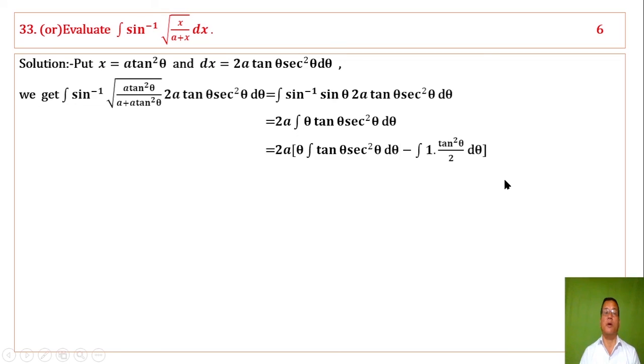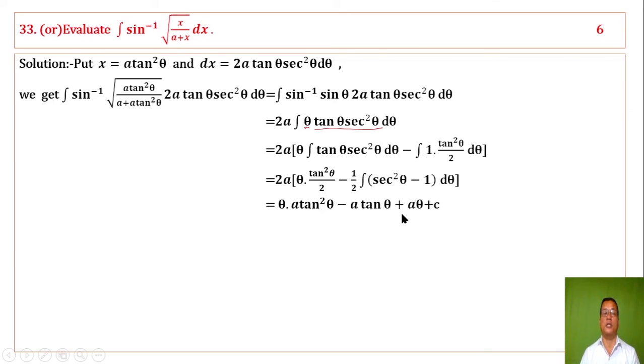Taking integration by parts, this theta is the first function, this is the second function. Applying integration by parts, we have this, and for this we have this, for this we have this. Sec square theta whose integral is tan theta. Tan square theta becomes x by a. Put their respective values in terms of x, we have this.